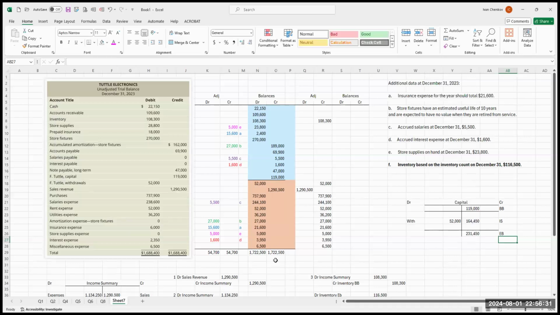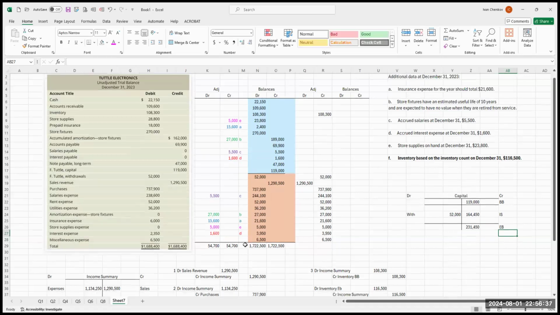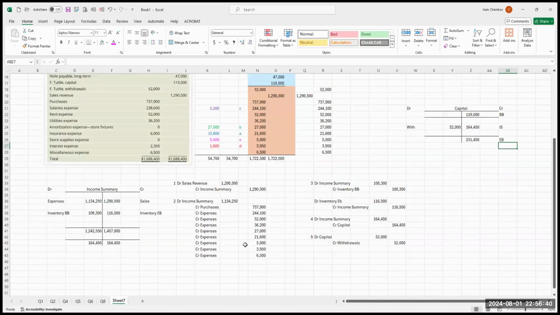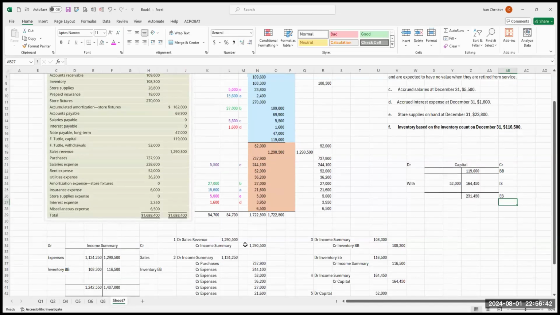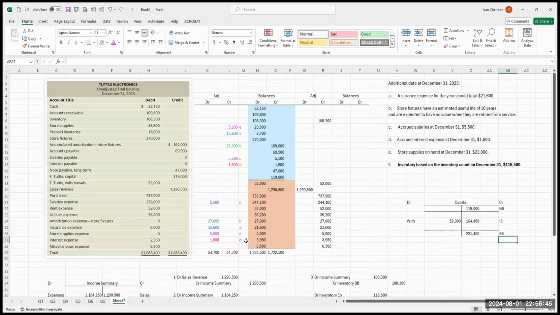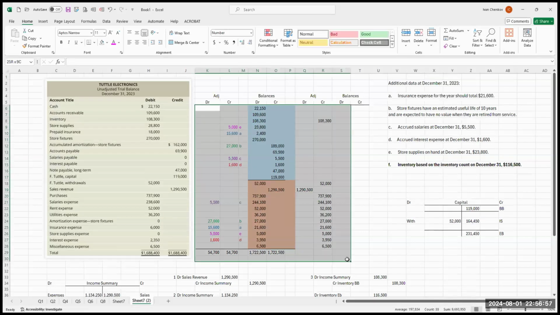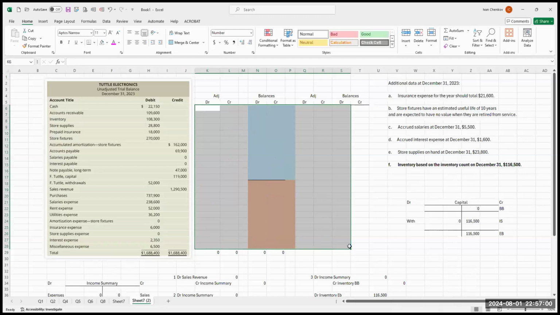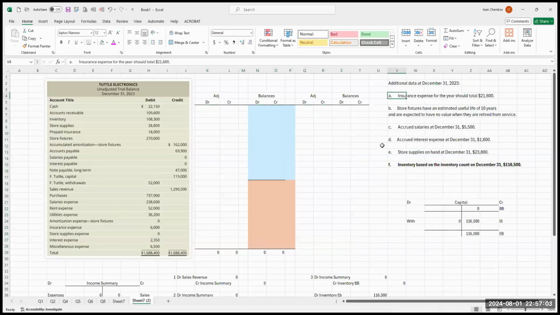I'm realizing that I'm not sure if I shared my screen with this question. So I guess I have to do it again. Okay, let's do it again. So again, what we have to do is follow the requirements and additional data provided and go one after another.